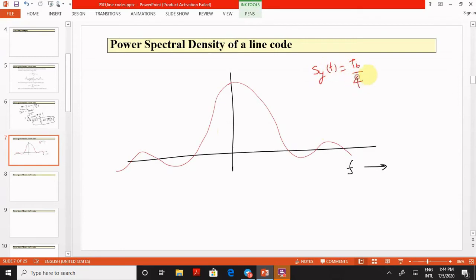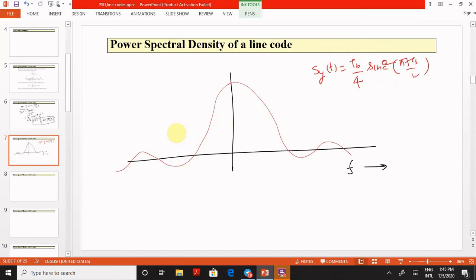But as we know, S(f) is Tb/4 sinc square (pi f Tb/2). This is the power spectral density which we have to plot. So this is the original sinc function, but if you want to plot this, then we have to make the square of this pulse, right?